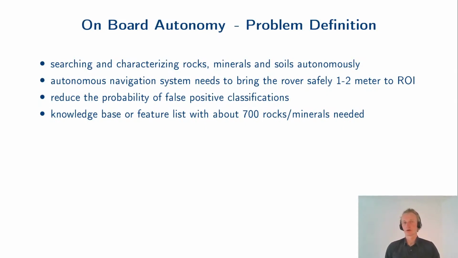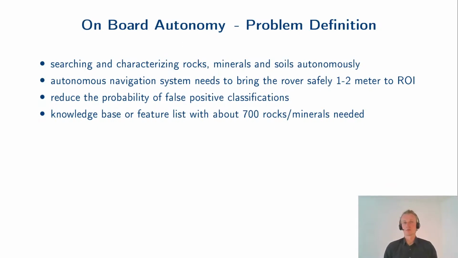So we want to characterize rocks, minerals and soils in an autonomous fashion. We want that the rover drives autonomously to the region of interest. Therefore, the probability should be reduced that we have false positive events. For example, if the rover would classify in an image a cavity as a rock and therefore as a region of interest, and the rover would fall into the cavity, the mission would be over. Therefore, this is a really important point.